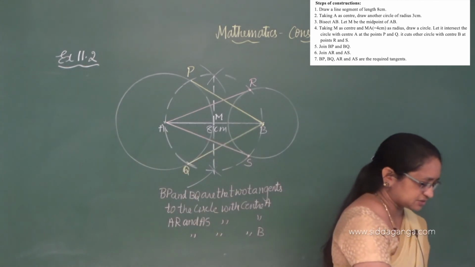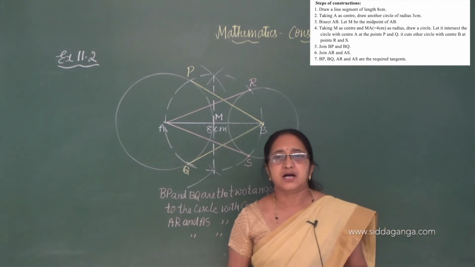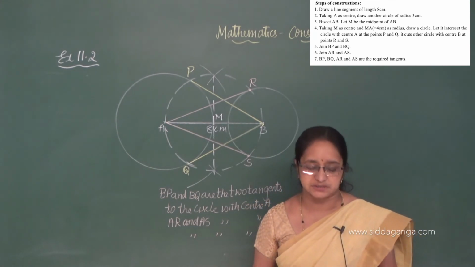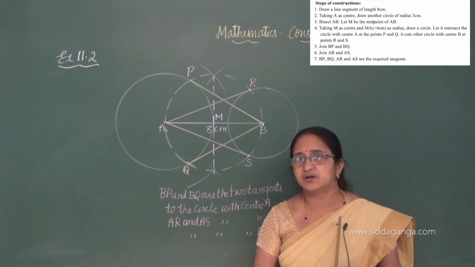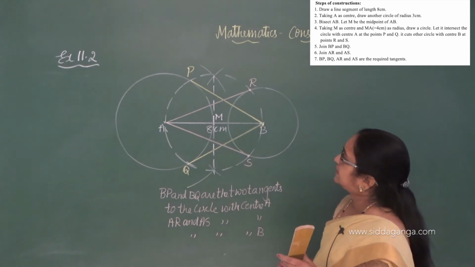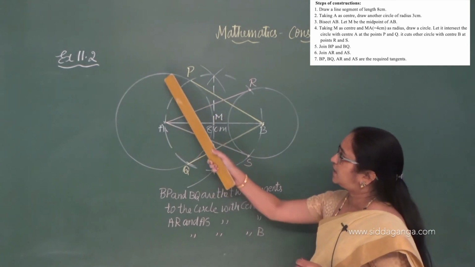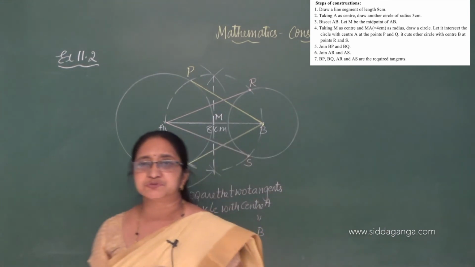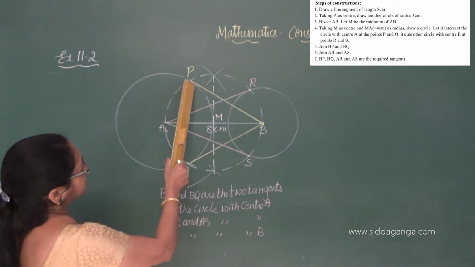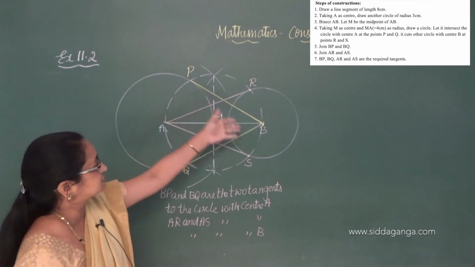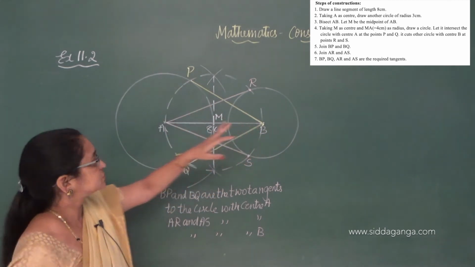Now again, the justification is the same as we did for the previous sums, the first, second and third. You have to do the justification the same way. You have to show that the radius of a circle and the tangent are perpendicular to each other. If you show that the angle is 90 degrees, then definitely you are proving that the radius and the tangent are at 90 degrees. Understood?